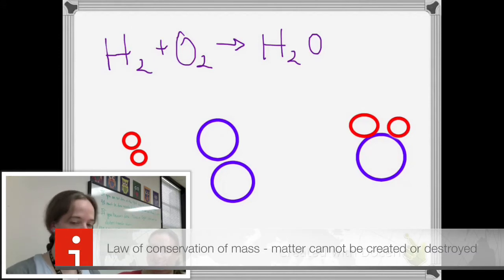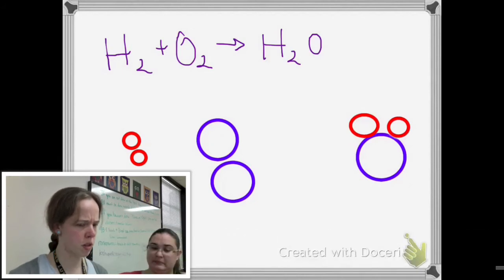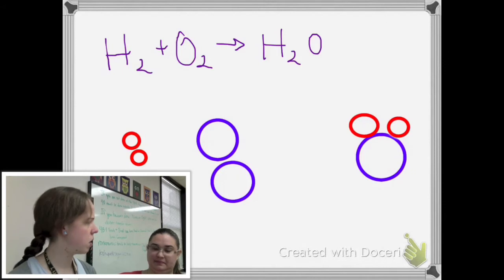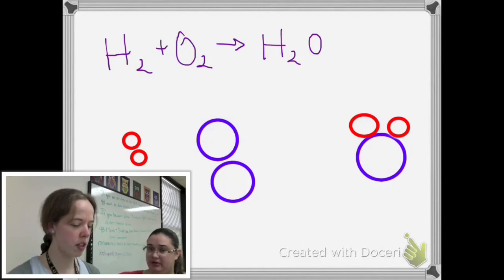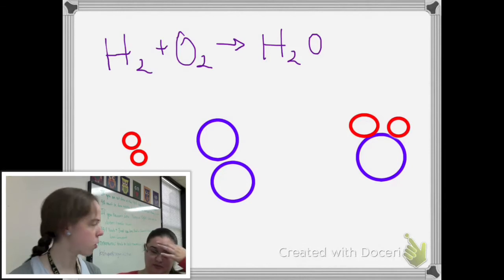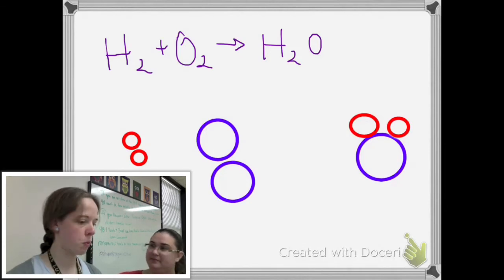So whatever atoms you start with, you have to end up with. Here we're starting with two H's and two O's, and we only get one O. So this is a problem. So what do you think we need to do? I guess we probably need some more O's. Well, yeah, we need some more O's, and then we'll probably need some more H's.